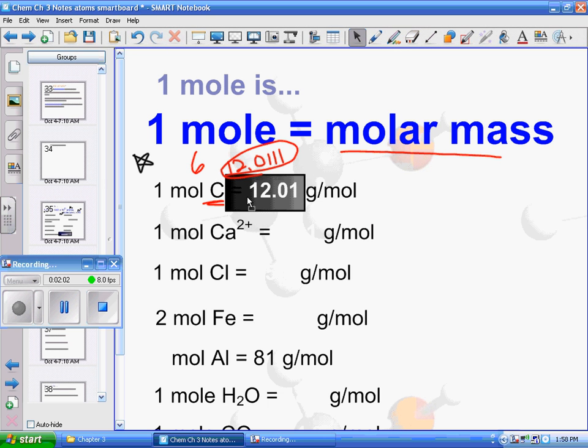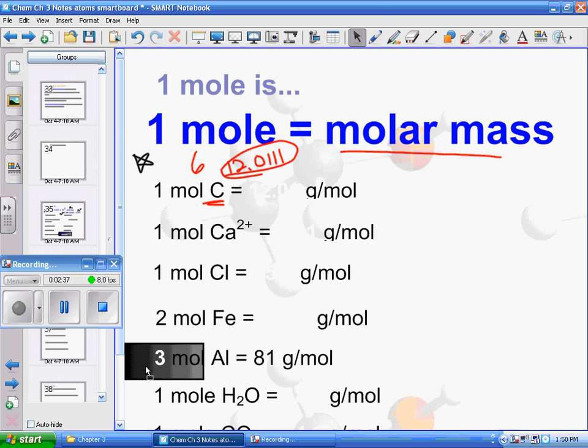If you take a look at the moles of calcium, its molar mass on the periodic table is 40.1. Chlorine should be about 35.5. For iron, you'll notice that I have 2 moles of iron, so I'm going to take the molar mass of iron, which I think is maybe 55.8, and double it to 111.6. And if I have 81 grams and I find the molar mass of aluminum, you'll see it is 27, so that's 3 moles. 27 times 3 is 81.